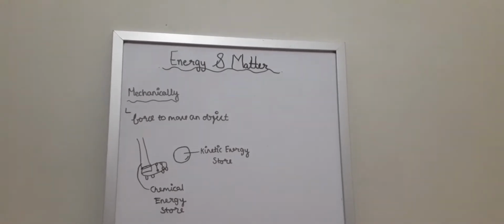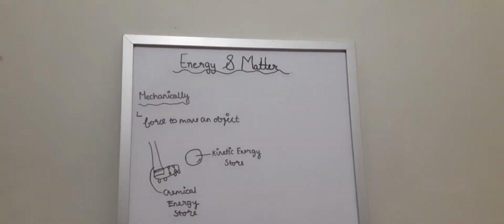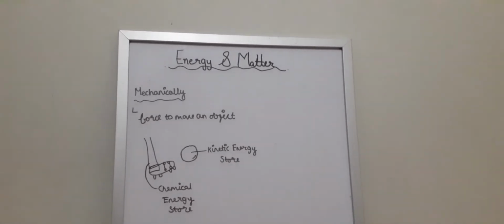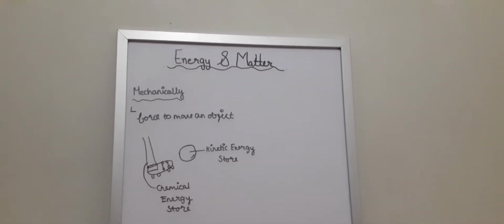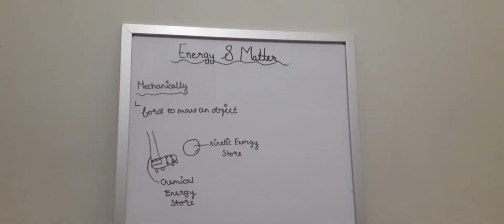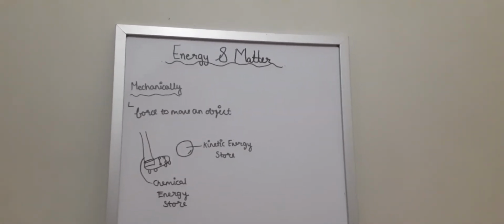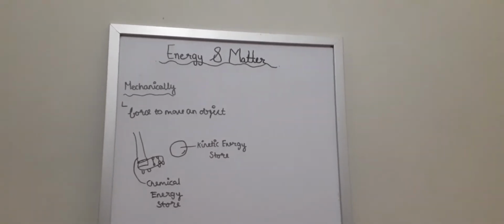Here is one example of how you can transfer mechanically. Just to remind you, mechanically means force to move an object. So here is a kicking a football diagram. The leg is the chemical energy store, and the ball is the kinetic energy store when it's being moved by the leg.